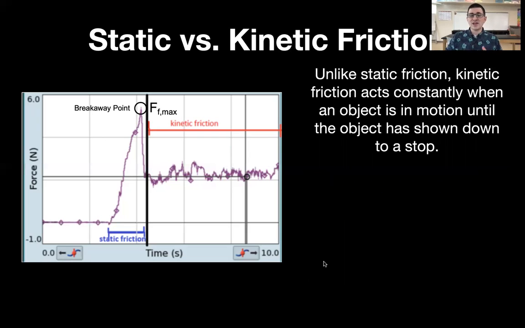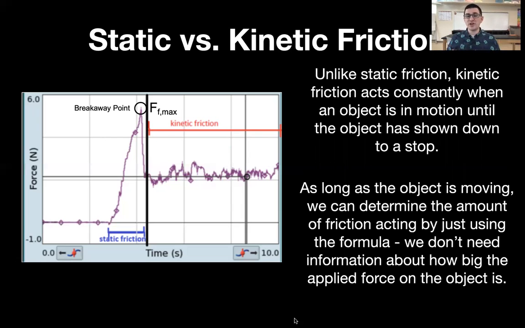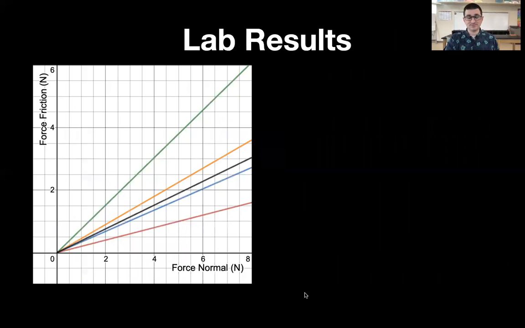Unlike static friction, kinetic friction acts constantly when an object is in motion until the object has slowed down to a stop. So you'll see here, the kinetic friction is pretty constant. It wavers just a little bit, but the kinetic friction acts constantly, and as long as the object is moving, we can determine the amount of friction acting by just using the kinetic friction formula. We don't have to have information about what the applied forces acting on the object are.